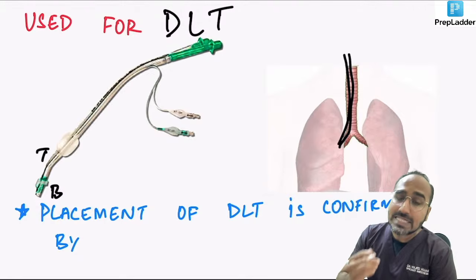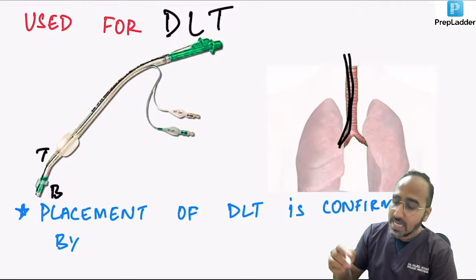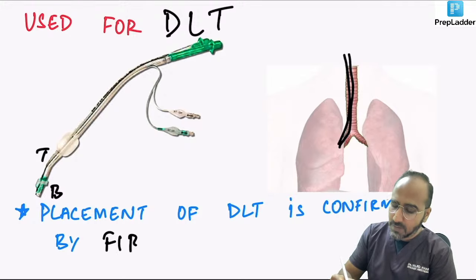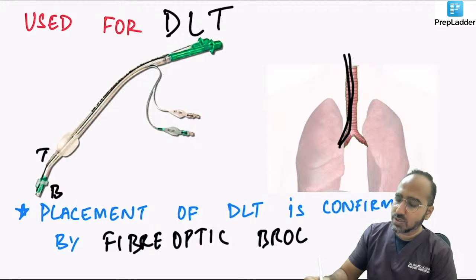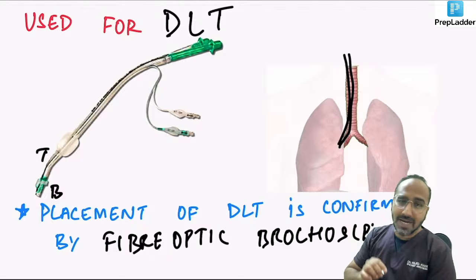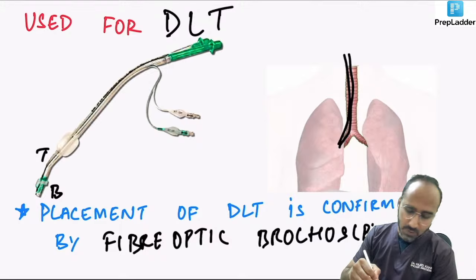After placing this double lumen tube, how will you confirm that your double lumen tube is placed properly? The placement can be easily confirmed by fiber optic bronchoscopy. Okay, that's for double lumen tube. For normal endotracheal tube placement, how will you confirm? By capnography, guys. By capnography.